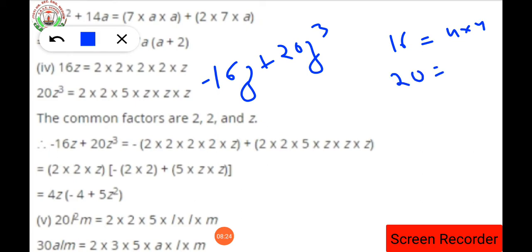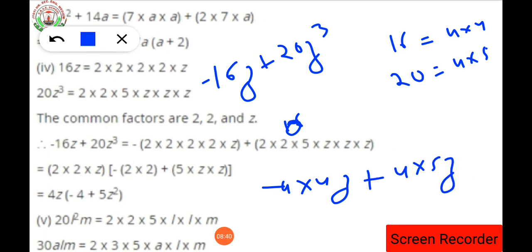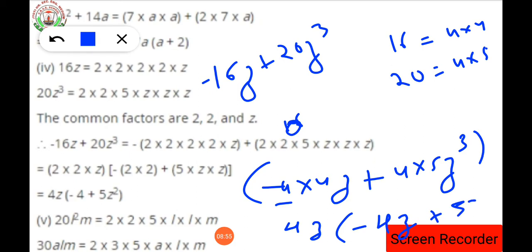20 can be written as 4 into 5. Can we write? Of course we can write. So 16z can be written as 4 into 4 with minus z plus 4 into 5 z to the power 3. We can write like this. Then here 4 can be taken common. If 4 can be taken and z can be taken common, what is the number left? 1 of the 4 and 1 z is left over here. So minus 4z plus 5z square.